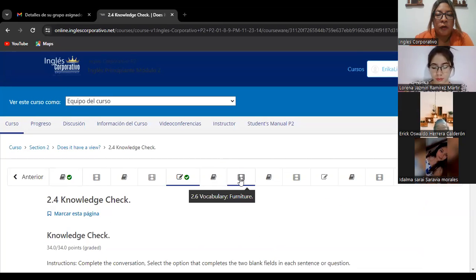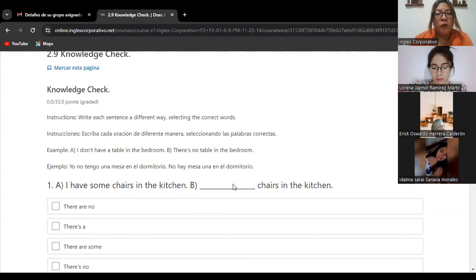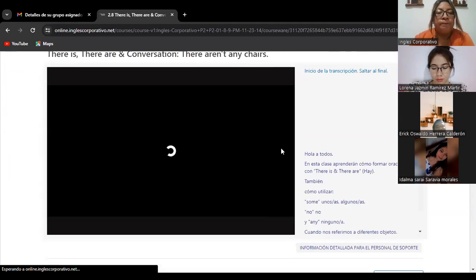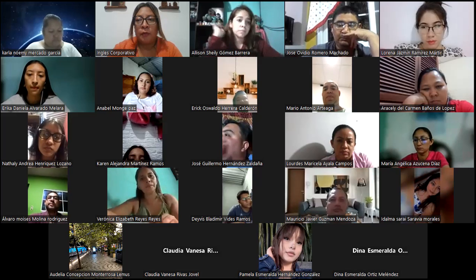Okay, this is already done. We already learned the vocabulary and that there is and there are. This part is missing. We have the phrases there is and there are to talk about things that we have in a place. And also we have a way to say if we don't have that object in the place. So let's check, wait, because I think I have a PowerPoint about this.